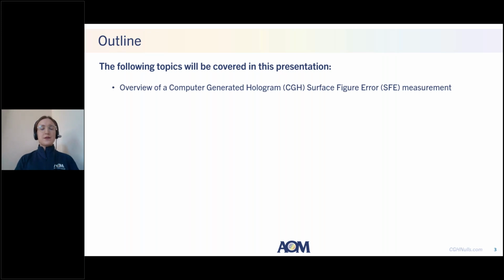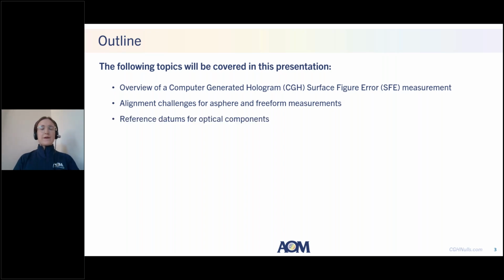So I'll start off the talk by giving an overview of what is a CGH surface figure error measurement. After this, I'll talk a little bit about challenges specific to A-spheres and freeform measurements in terms of their alignment. After this, we'll cover reference datums that are used for optical components, how they're used, why they're used, and I'll give some examples of these datums.